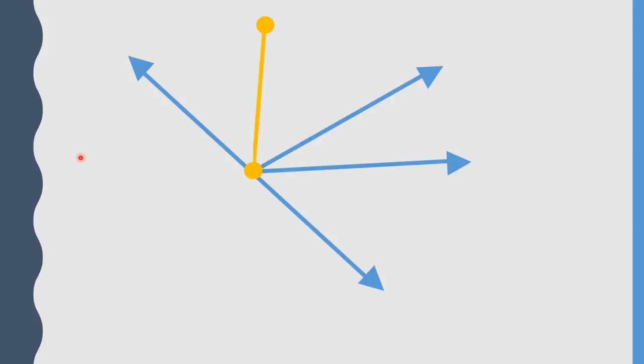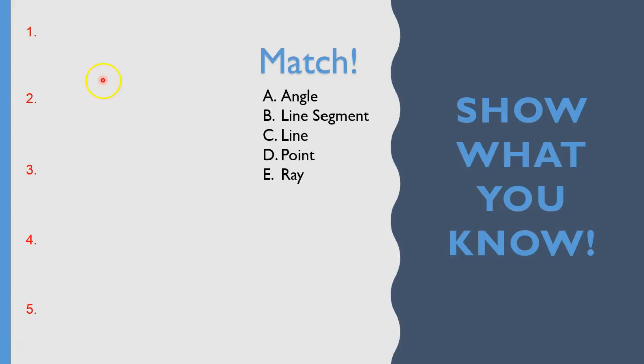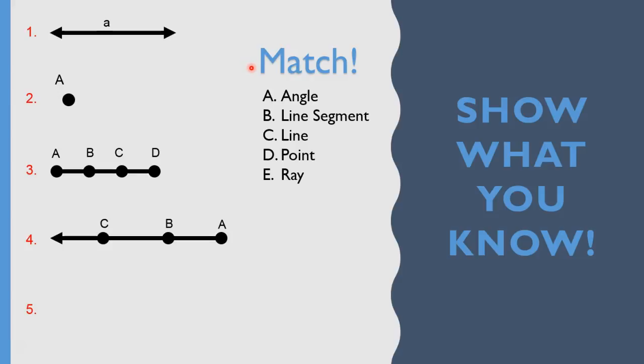All right, so now we're going to do a little matching. I'm going to show you a picture, and you're going to match it. Is it an angle, a line segment, a line, a point, or a ray? What is this showing? What is this showing? What is this showing? What is this showing? And finally, what one is this?